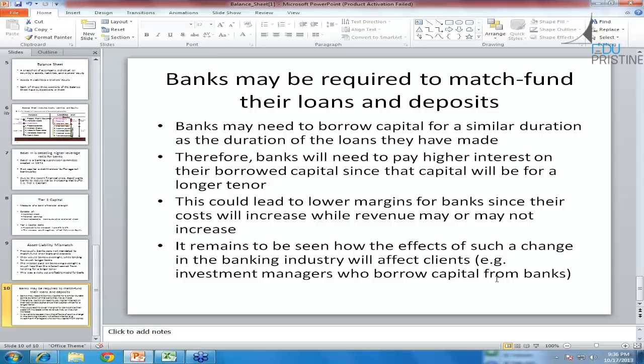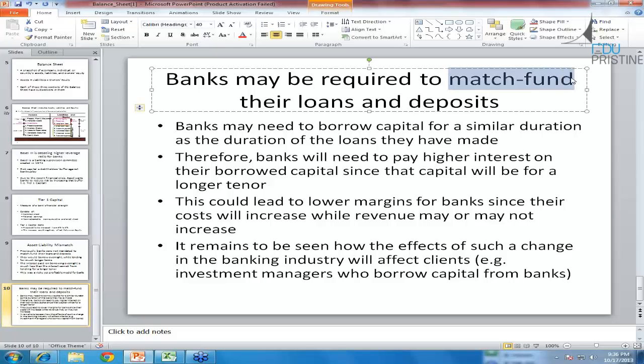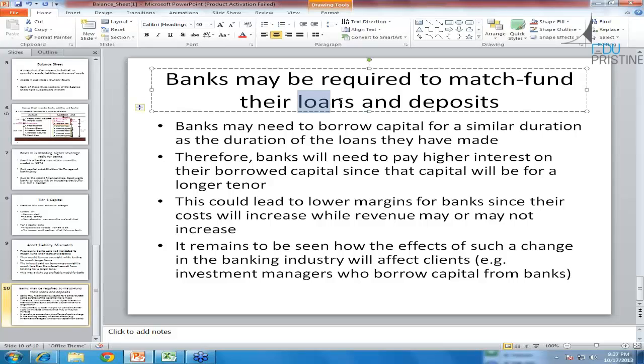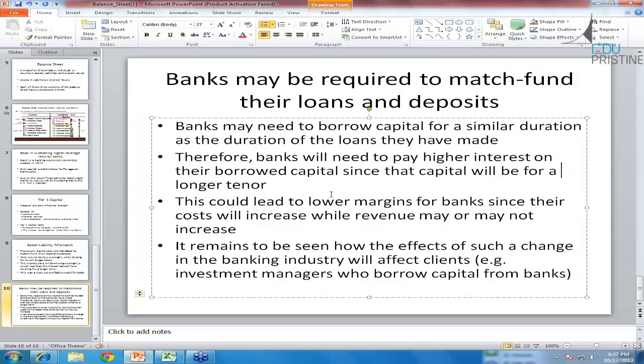So that's just going back to what I mentioned earlier. Banks may be required, according to Basel. Basel, like I said, is the banking committee that is looking to come up with these laws to reduce the issues in this market. The banks will be required to match fund. And what I really mean by match fund is matching the tenor, the time horizon, for their liabilities and their assets. I think I said that backwards. The loans are actually their assets, and the deposits are their liabilities, because they have to pay us back. So you can read the bullet points here again at your leisure.